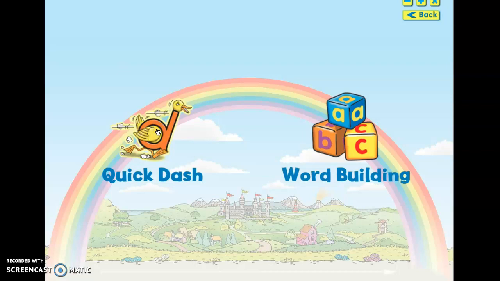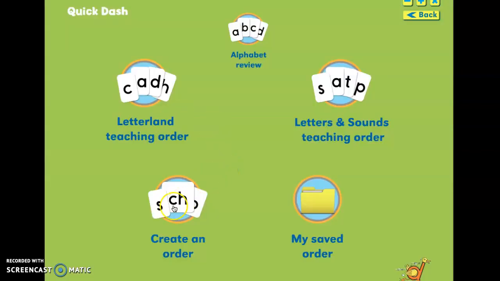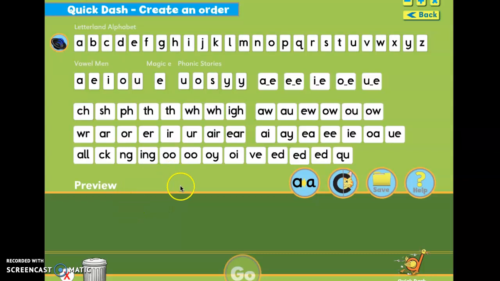To start today with a quick dash. Create your order by clicking on the cards. Okay, I want you to say the cards as I click on them.